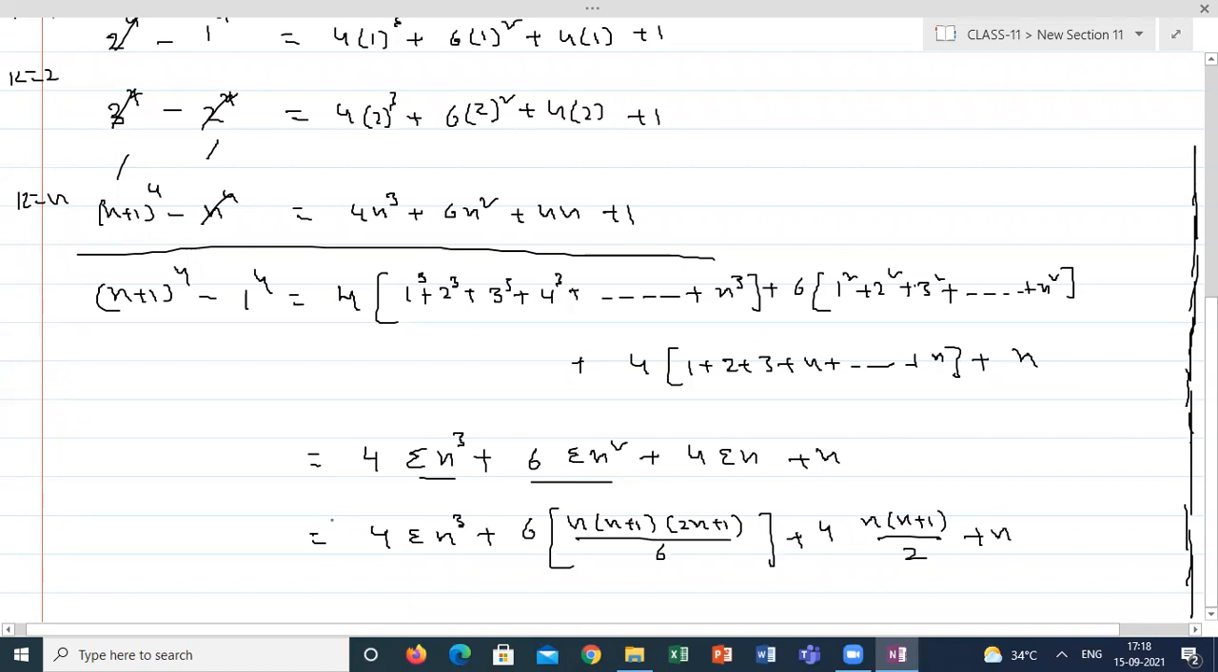(n plus 1) whole power 4 minus 1 power 4. This will be equal to how much? 4n cube plus 6n square plus 4n plus 1. Am I right, guys? Do you agree? Correct or not?